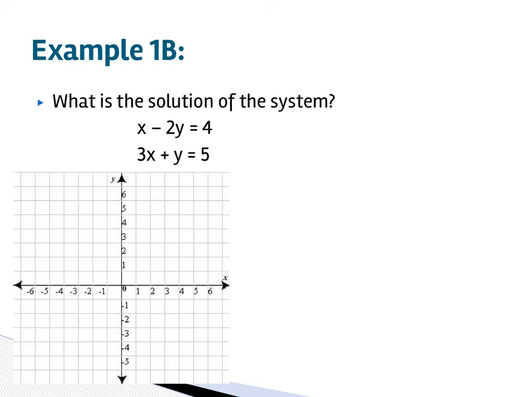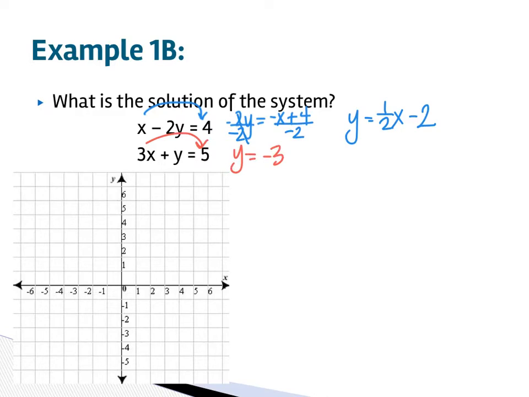Example 1b, you can try this one on your own, but I'm going to go ahead and do it with you. You need to put it in slope-intercept form, so we're going to move the x over, and we get negative 2y equals negative x plus 4. Divide both sides by negative 2, and you get y equals positive 1/2 x minus 2. For the bottom equation, we're going to do that in pink, so we're going to move that over, and we get y equals negative 3x plus 5.